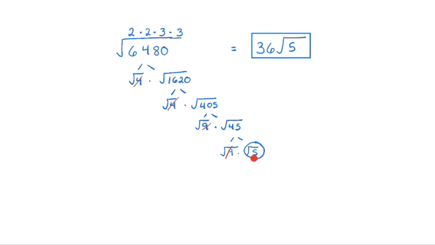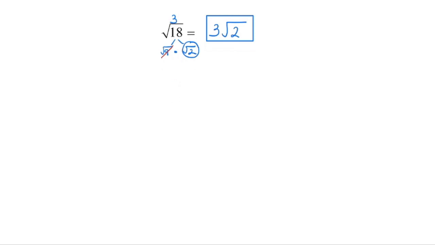And now there is no more perfect square other than 1, which won't actually change the value when we divide by 1. So this is left in the radicand. And then we can go 2 times 2 is 4, 3 times 3 is 9, 4 times 9 is 36 for the coefficient. Now can we reverse the process?